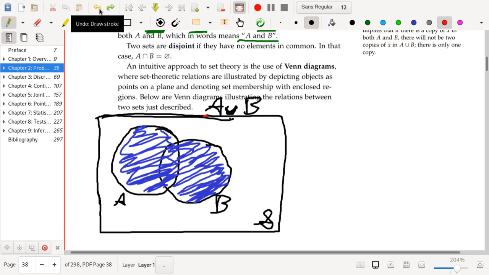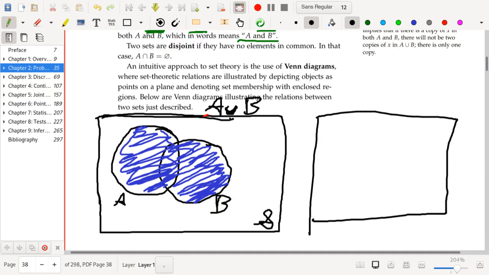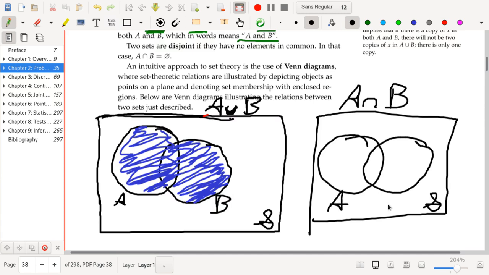Okay, let's draw another event. Let's illustrate, for example, A intersected with B. So to draw intersection, let's first draw our sets A and B. To draw intersection, you're going to subtract points. I like to think of it in terms of pieces of paper, where you overlap two pieces of paper on top of each other and then cut the pieces of paper so that only the overlapping region is what's left.